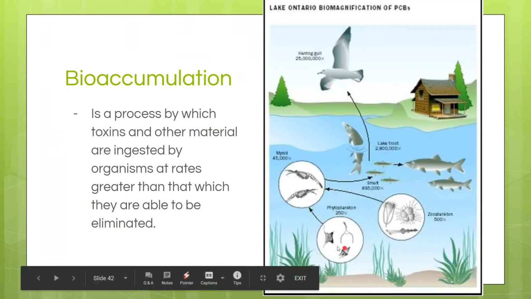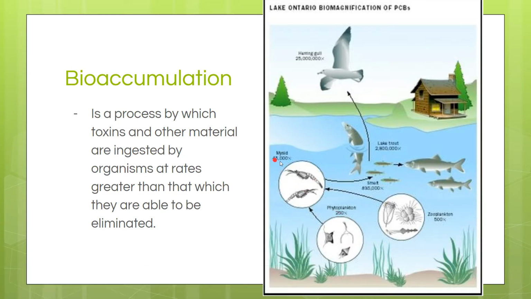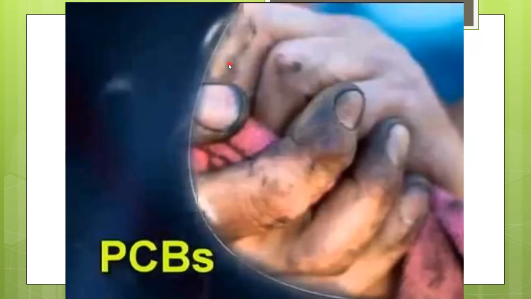And the point here is that every time, these little guys, they take in only so much of the mercury or whatever toxin it is, but every time these guys will eat a lot of these guys, right? And these guys will eat more of these guys. And so you can see the number: 200 times, 45,000 times, right? 835,000 times, 2.8 million times, 25 million times, right? So the amount of toxins at the end of the food chain is where they are the highest.